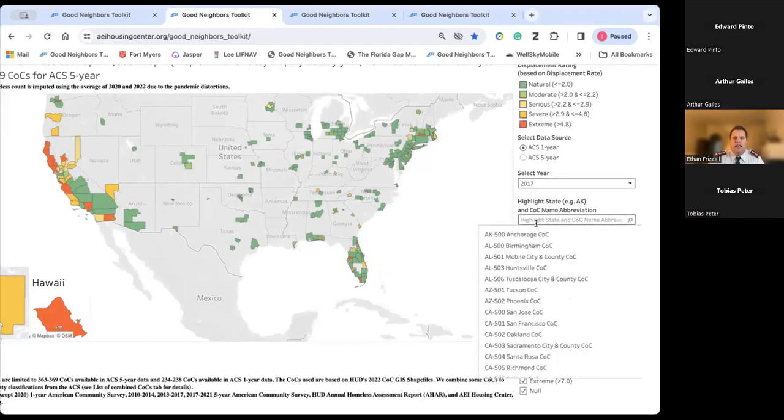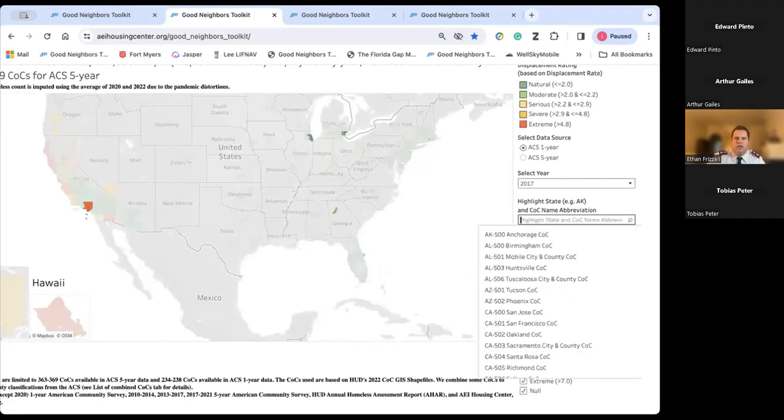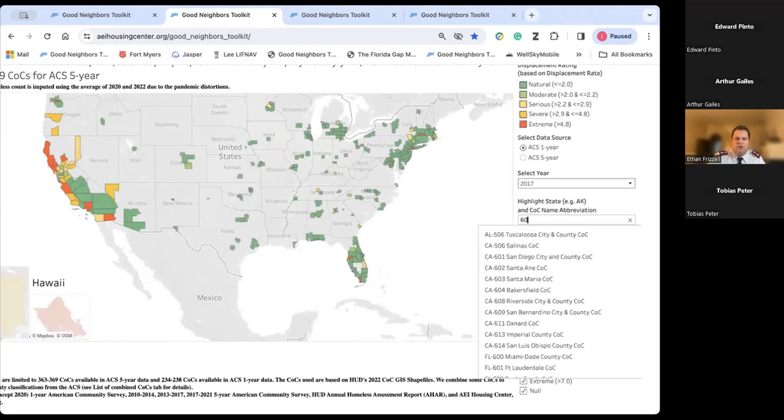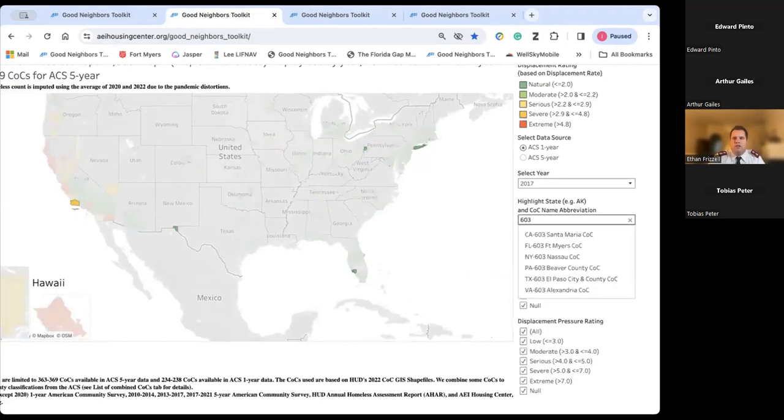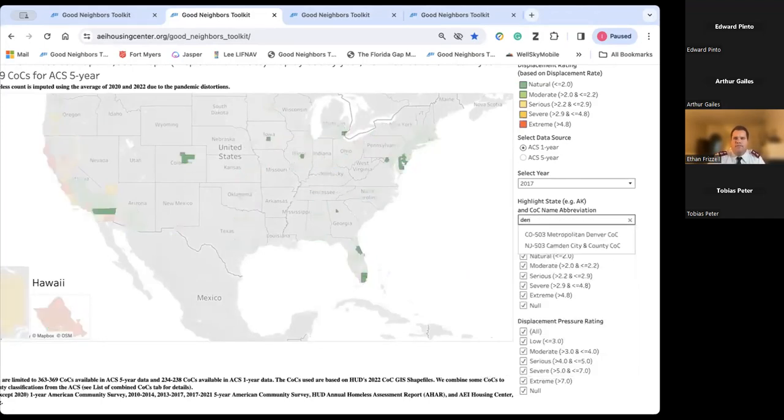And then you can highlight an area if you want to, as we did before. We can highlight all the 9s, which would be LA, Atlanta, Detroit, and Chicago. Or you can highlight 603, which would be Fort Myers. Or you can search by name, which would be Denver, which is a 503. And then you can click on that again. You can hover over it and get the data that you want for the year.